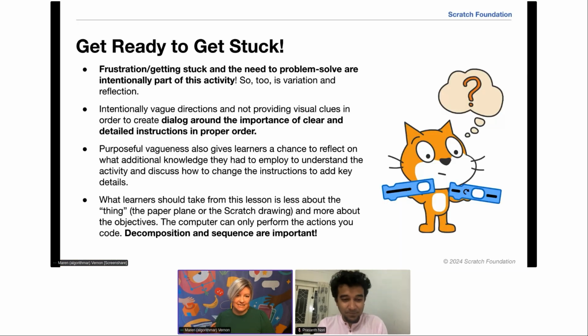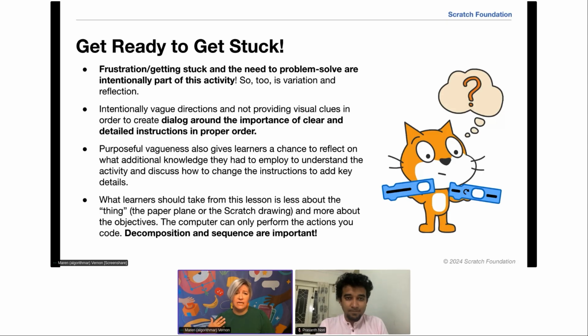We wanted to get some expectations set for this workshop, because part of the workshop really is intentionally that we are going to introduce some frustration. You are intentionally going to get stuck, because what we want to help our learners and you experience here is this need to problem solve. And so this getting stuck is intentionally part of the activity.